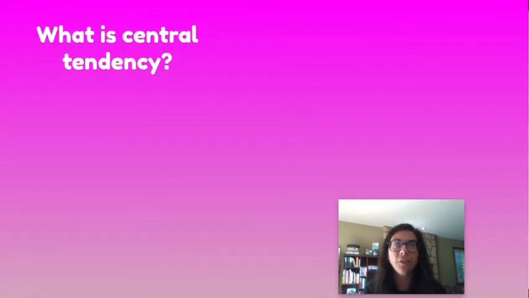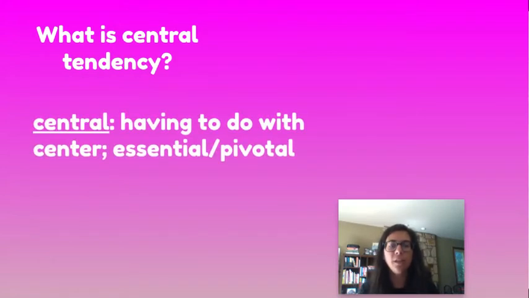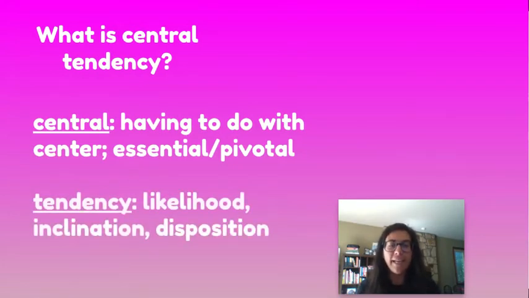So what is central tendency? Central tendency might sound scary because maybe you didn't really think of mean, median, and mode in these terms before. So we're going to break this down word by word. Central means having to do with the center. It means that something's essential or pivotal. And then tendency is the likelihood, inclination, or disposition. So you need to think about this as which measure, mean, median, or mode, best describes a data set's tendency of center. Which mean, median, or mode is going to describe your data set the best?